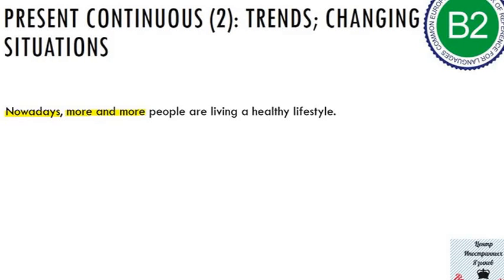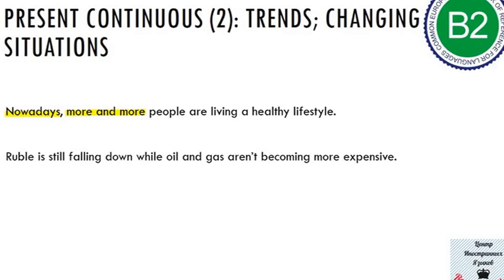Also, we may speak about changing situations using present continuous. And let me remind you of our poor economic situation. So the ruble is still falling down, while oil and gas aren't becoming more expensive. You see, we use present continuous to show that the ruble is falling down. It changes its positions. For example, we have a kind of chart. I'm sorry for my poor drawing.